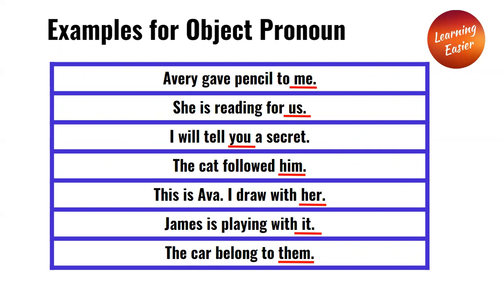The cat followed him. Him is the object pronoun. This is Ava. I draw with her. Her is the object pronoun. James is playing with it. It is the object pronoun. The car belongs to them. Them is the object pronoun.